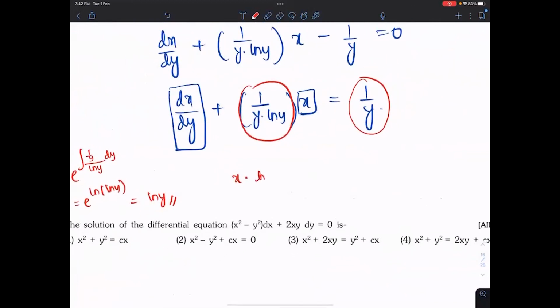ln y is equals to, on the right hand side you multiply that integrating factor. What is the integrating factor? ln y dy, integrate. That's all. This will be the answer.